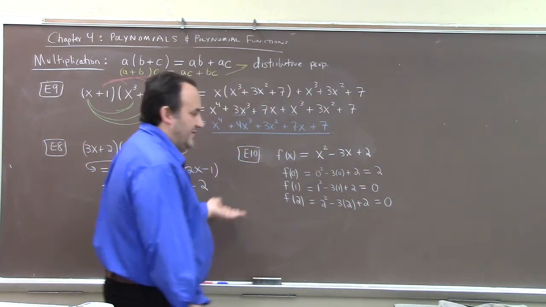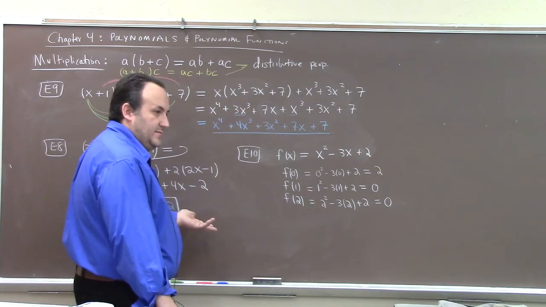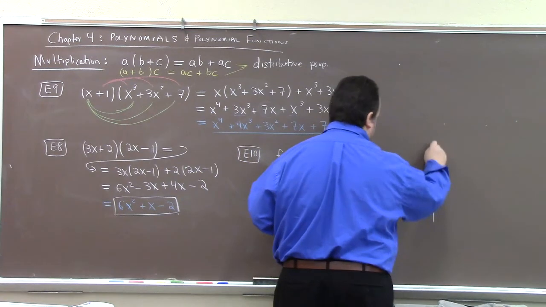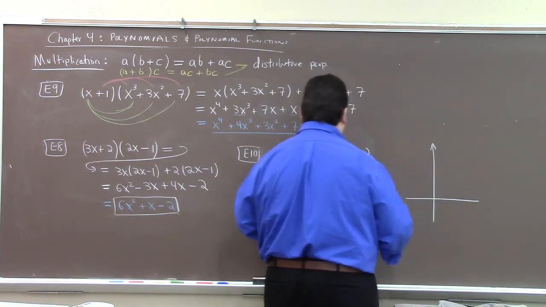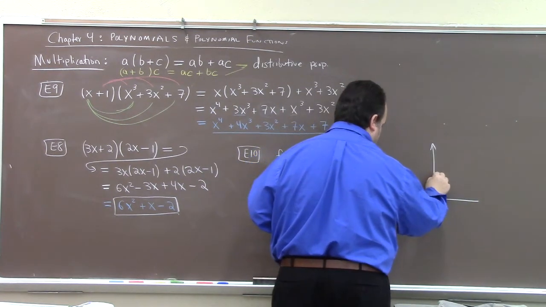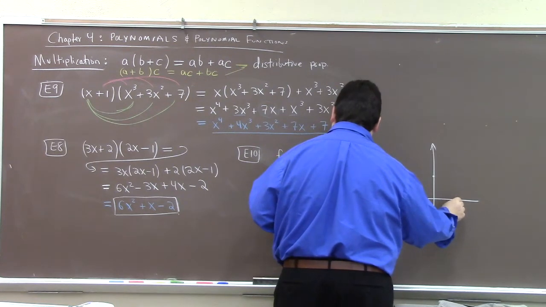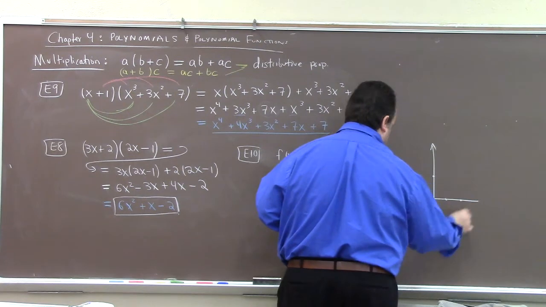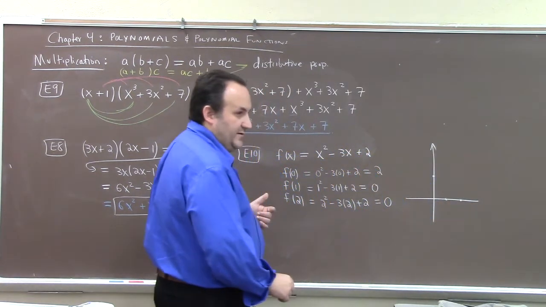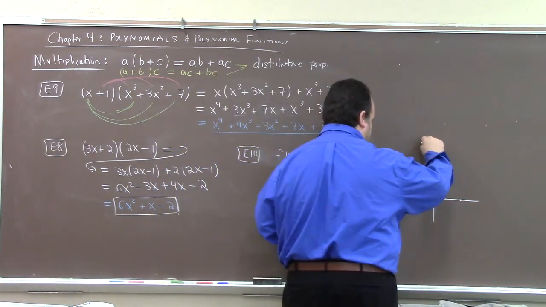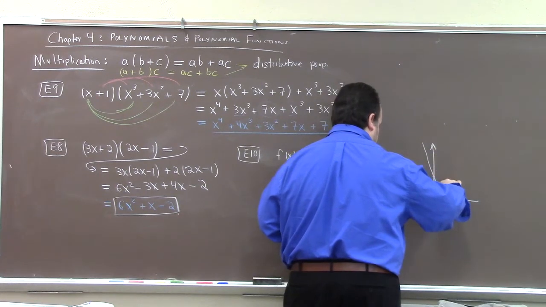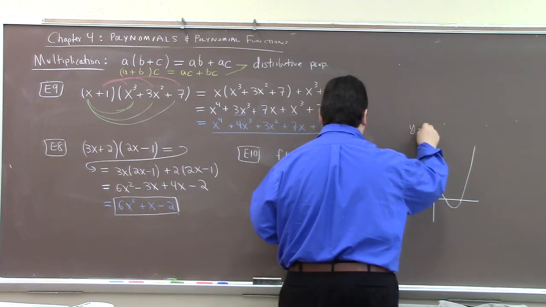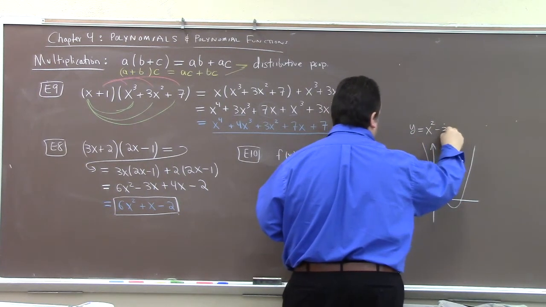So that actually would be very helpful if we were going to graph this, right? Because what does that tell you? Graphically, this tells us that the y-intercept is at 2, and that at 1 it's going through 0, and at 2 it's going through 0. And if you knew a little bit more, you'd understand that this is a quadratic polynomial, so it looks like this. There you go. That's the graph of y equals x squared minus 3x plus 2.